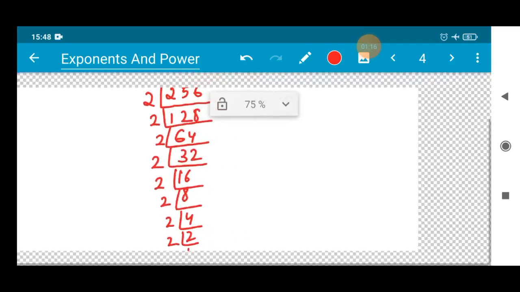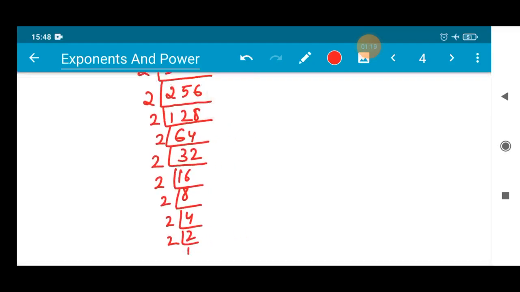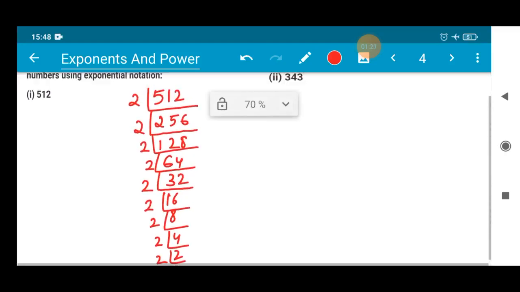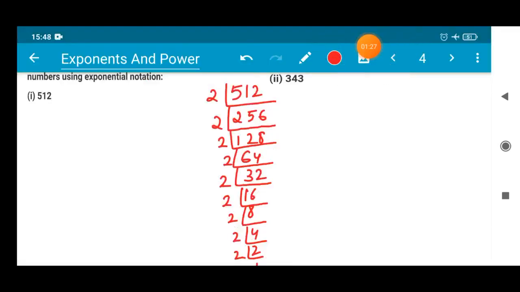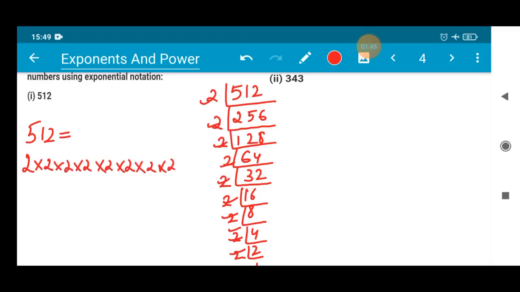Here you can see, sometimes you may use 3 also, but I request you all to use the same number, that is 2, every time. If 2 is not able to divide, then you go for another prime number. So 512 can be written as, how many 2s are there? 1 2 3 4 5 6 7 8 9 10 2s are there, so it can be written as 2 3 4 5 6 7 8 9 and one more, 10.